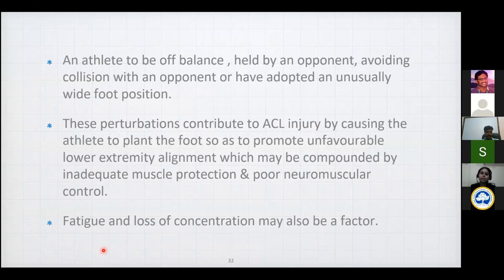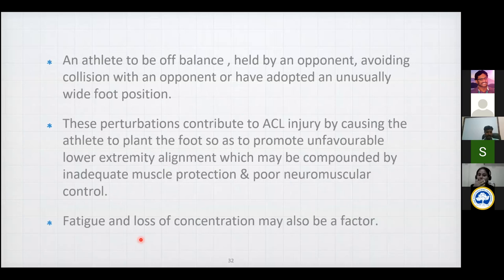Okay, so we have seen the mechanism of injury, how the injury happens. An athlete may be off balance, held by an opponent, avoiding collision with an opponent, or have adopted an unusually wide foot position. These perturbations contribute to ACL injury by causing the athlete to plant the foot so as to promote unfavorable lower extremity alignment, which may be compounded by inadequate muscle protection and poor neuromuscular control. Fatigue and loss of concentration may also be a factor.